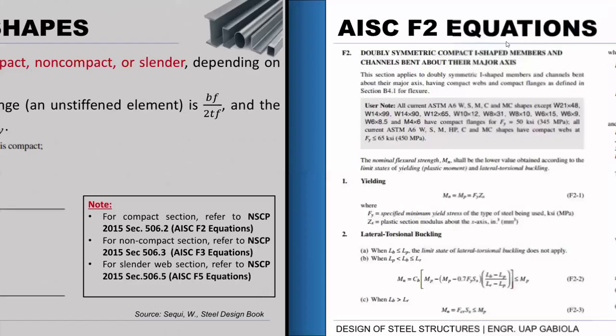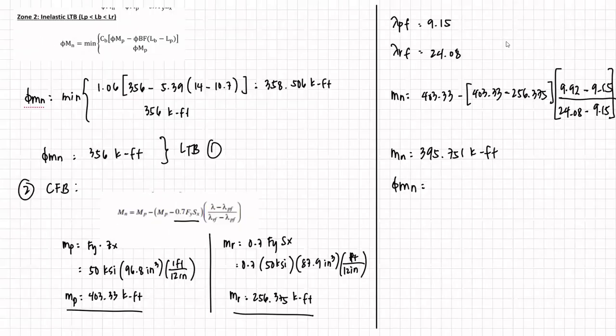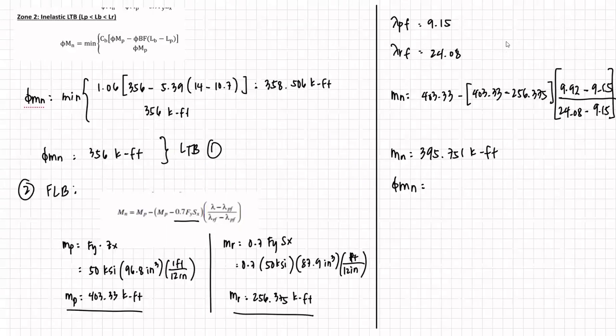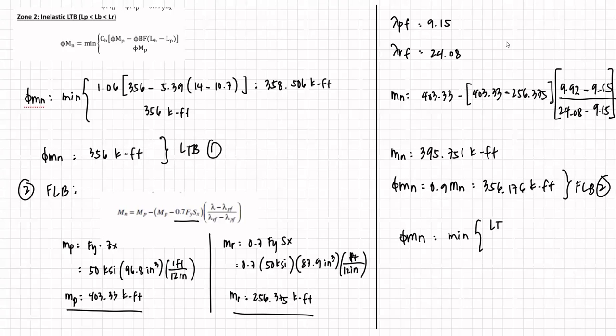So yung Mn sa FLB, compression flange local buckling, FLB dapat. Okay. So that is 0.9 tong Mn. So times 0.9, that is 356.176 kip-feet. Okay? Ito yung para sa FLB. Okay? So, dapat minimum yung Mn natin na governing should be minimum between yung LTB Mn over tsaka yung FLB na Mn. So, this is 356 feet.